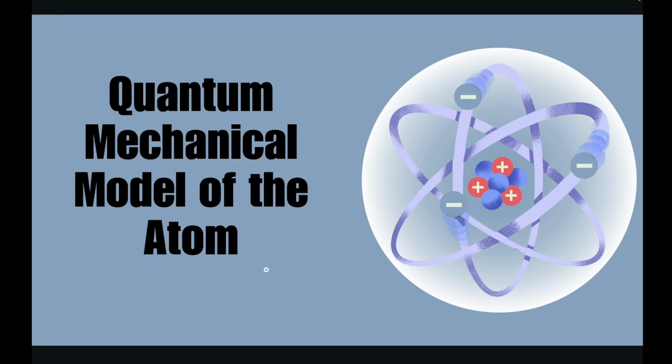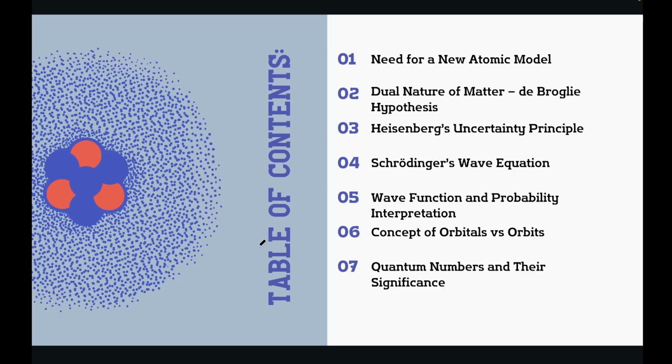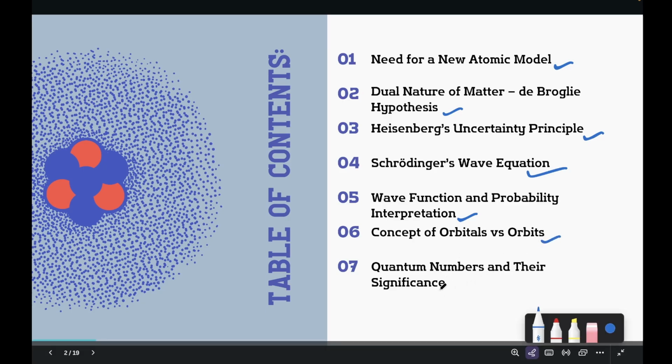Today we will learn about the quantum mechanical model of the atom. In this video, we will learn about what was the need for a new atomic model, the dual nature of matter, the de Broglie hypothesis, the Heisenberg uncertainty principle, the Schrödinger wave equation, wave function and probability interpretation, and the concept of orbitals and orbits. And at last, we will learn about quantum numbers and their significance.